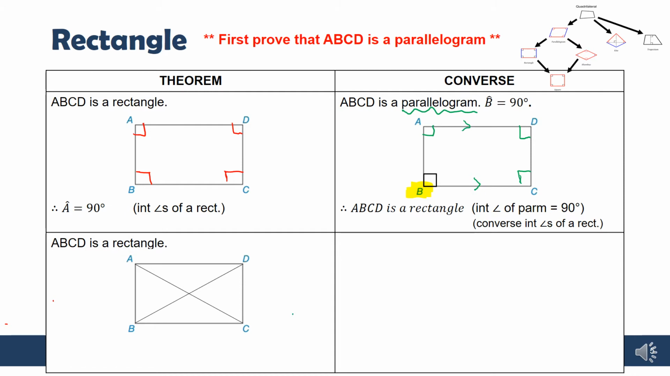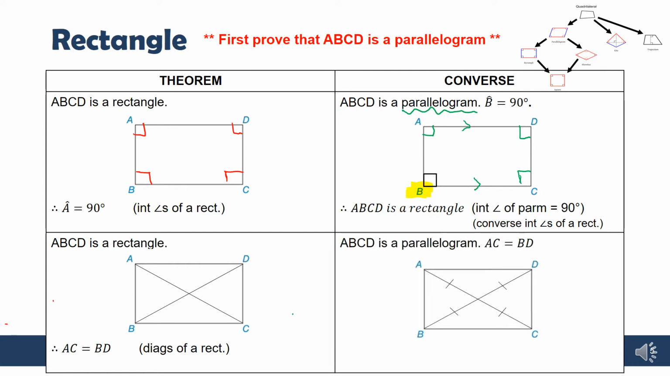The other thing that makes a rectangle special is that the diagonals are equal. So you could have AC equal BD, diags of a rectangle. But now if we're using the converse and we don't know it's a rectangle, but we know it's a parallelogram, we know this is a parallelogram where AC and BD are equal to each other. So AC and BD are equal to each other, which means that it has to be a rectangle because the diagonals of the parallelogram are equal to each other. And that's pretty cool.